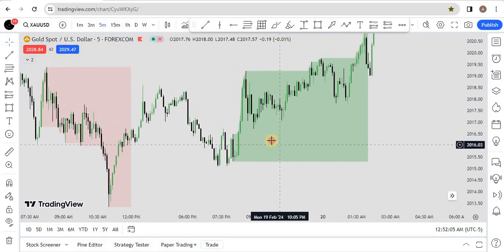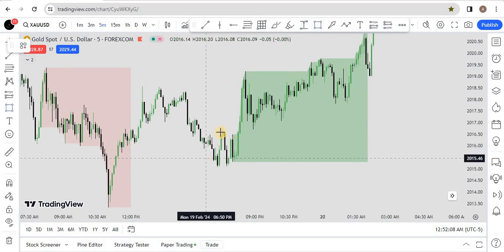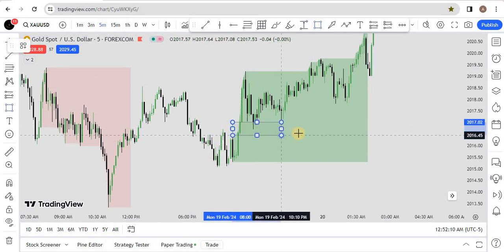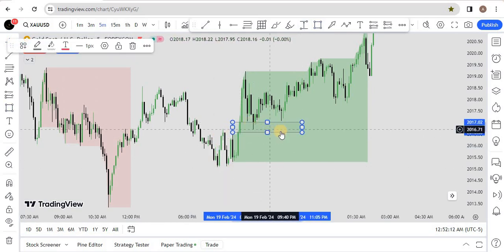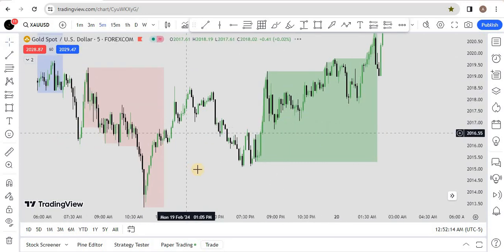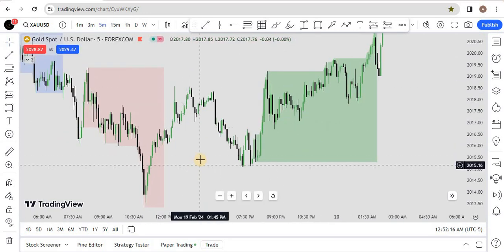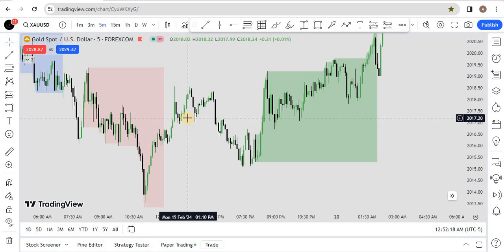Let me show you another example in the Asian session. You see price break, come to this fair value gap and go to the upside, the opposite side of the liquidity.